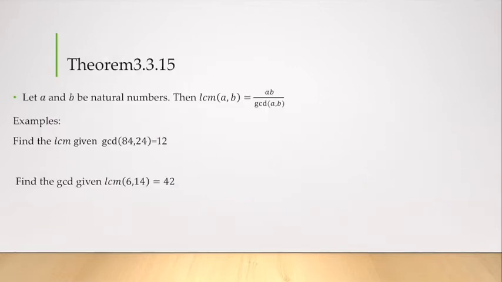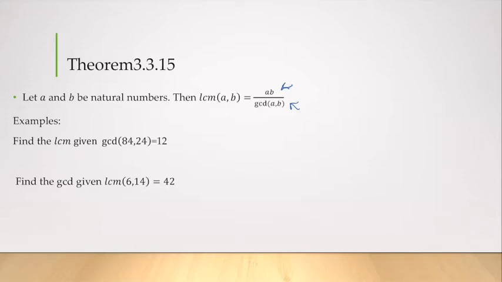Theorem 3.15 tells us this. If I have A and B that are natural numbers, then the least common multiple is the product of A and B divided by the GCD. This can be really useful when we're trying to figure out the least common multiple. We don't have a quick method to determine the least common multiple, especially for really big numbers, right? That would take a long time. But we do have a quick method to find the GCD by the Euclidean algorithm.